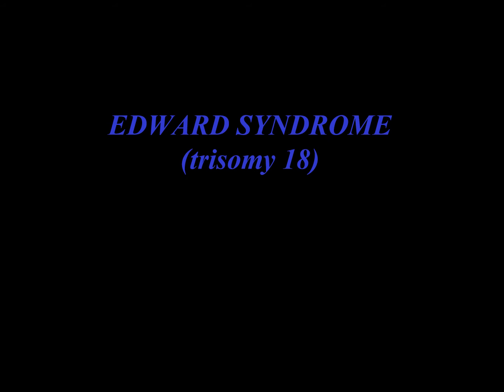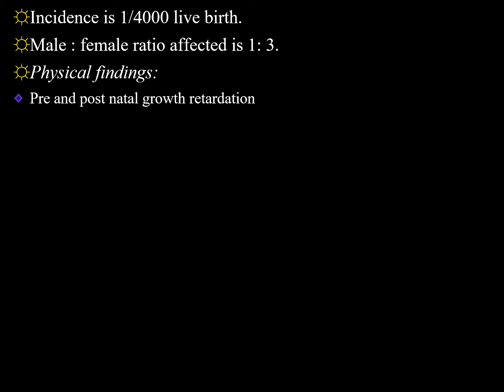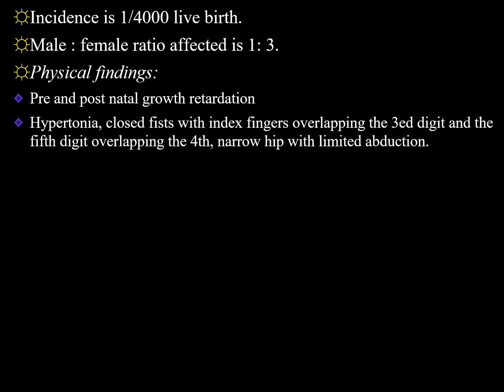Now we come to the Edwards syndrome. Edwards syndrome is the trisomy 18. The incidence is 1 in 4,000 live births. You see it is much rarer than the Down syndrome. Male to female ratio is 1 to 3, so it is more common in female. Physical findings include pre and postnatal growth retardation, hypertonia. الوحيد من الترايسومي اللي عندهم هايبرتونيا. البتاو عندها هايبوتونيا، الداون سيندروم عندها هايبوتونيا، لكن الادوارد عندهم هايبرتونيا.